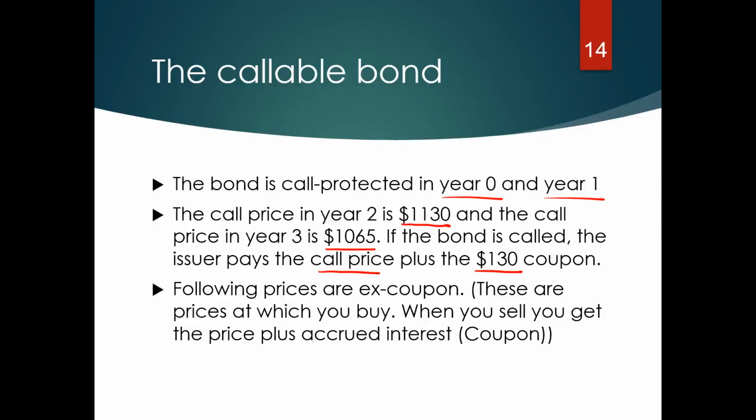So now we're going to put the prices that are ex-coupon. And so these are the prices at which you would buy the bond. When you sell, you would get the price plus the accrued interest.